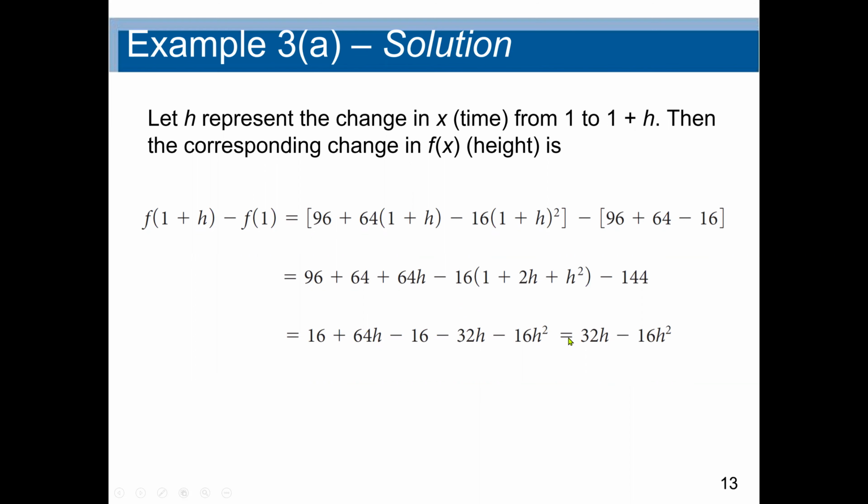Again, there's a little bit of a step missing here. They assume everybody can do this: open these parentheses, then combine the like terms. So when they open the parentheses, we have 64h positive. We're going to get minus 32h, and so on. So we combine all the like terms, and the final answer will be this. So we get 32h minus 16h squared.